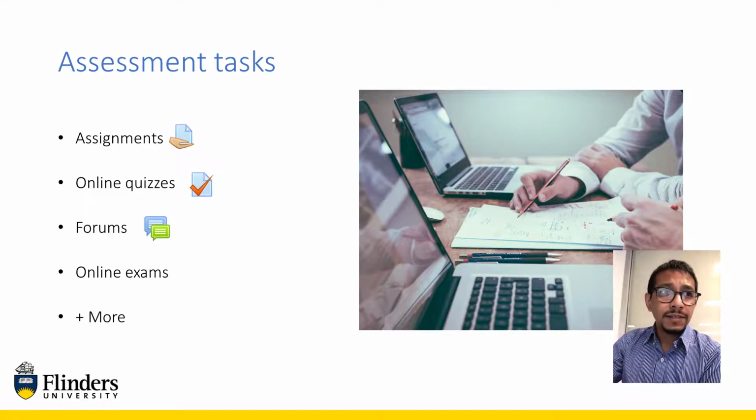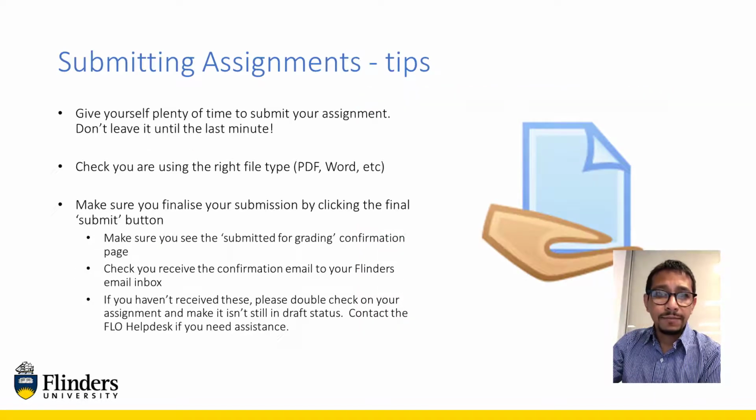When submitting an assignment, please ensure you give yourself plenty of time and don't leave it until the last minute. Check you're using the right file type, for example a PDF or Microsoft Word. And make sure you finalize your submission by clicking the final Submit button. Once you've submitted your assignment, please make sure that you see the Submitted for Grading confirmation page, and check you've received the confirmation email to your Flinders email inbox. If you haven't received these, please double check on your assignment and make sure it isn't still in draft status. You can always contact the FLO Helpdesk if you need any assistance.